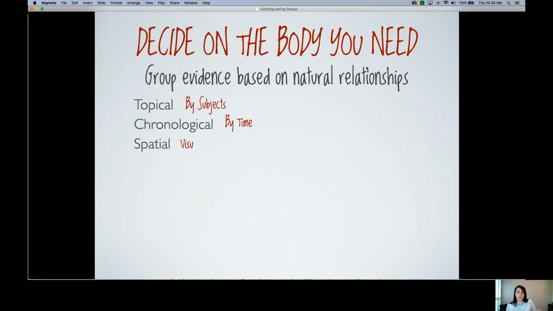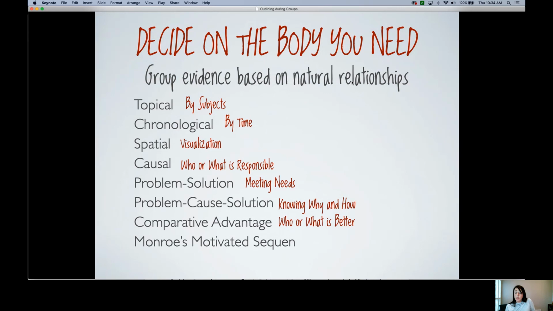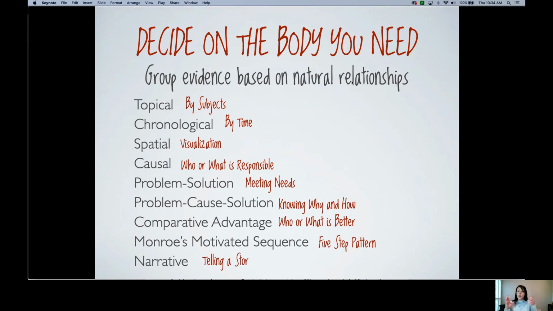on natural relationships. Now, there are lots of different ways I can put my information together. And sometimes your speech leads you to a particular organizational pattern. So if you are telling someone how to get around town, you're probably going to use the spatial organizational pattern. Or if you're trying to convince someone that something is better than something else, comparative advantage is the way to go.